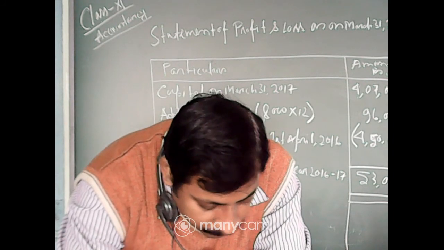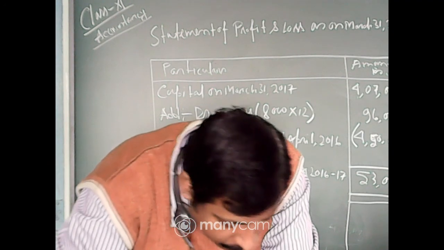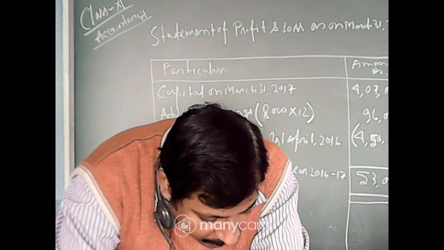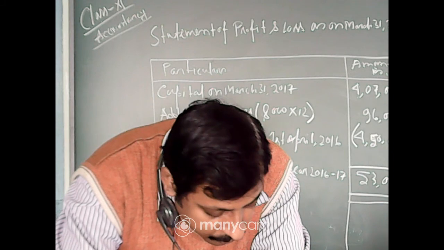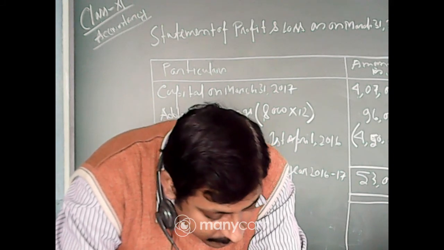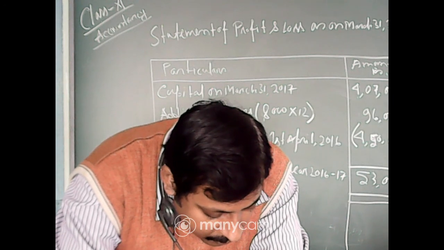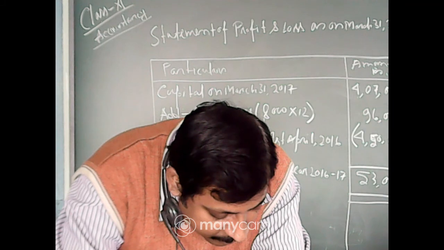Next day we'll do another type of problem, and that is your homework also. That is question number 3 of your NCERT book, page number 477. That is the exercise problem.